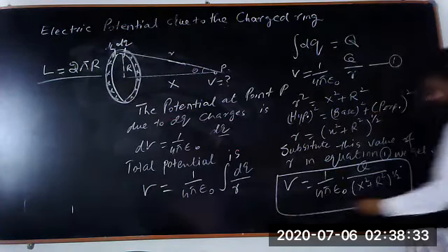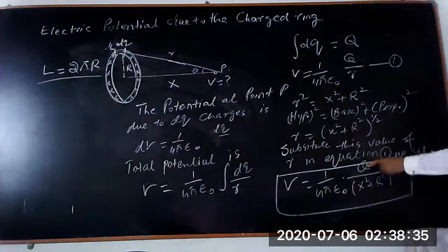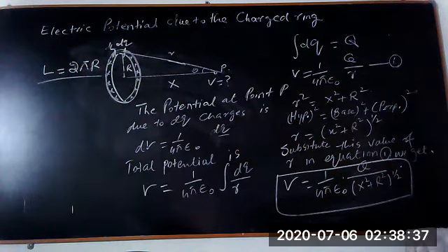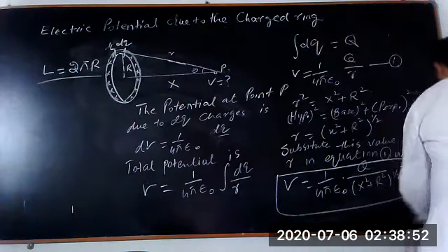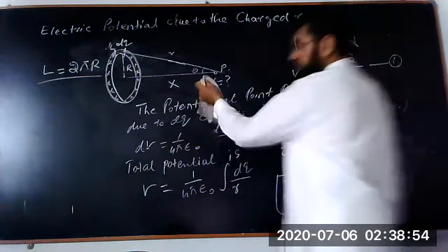This is the potential due to the charging, and this capital Q is the total number of charges distributed over the ring. So now this total charge can be written in terms of the linear charge density. I am removing this portion.